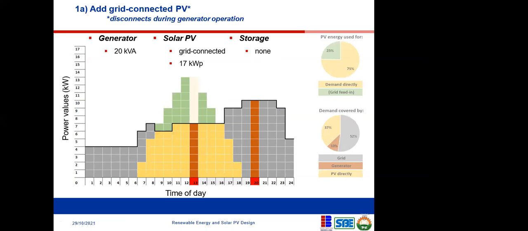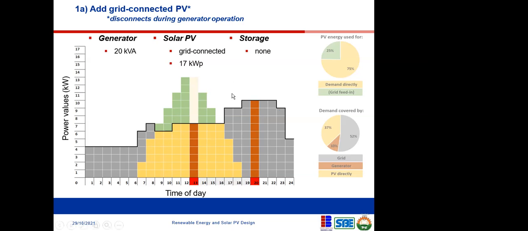Now, if you have a solar system installed and it's connected to the grid, okay, you have a grid-tied inverter, and your grid-tied inverter actually disconnects anytime there's a grid failure. So if there's a grid failure, your inverter will just disconnect, in which case you will now start running your generator.